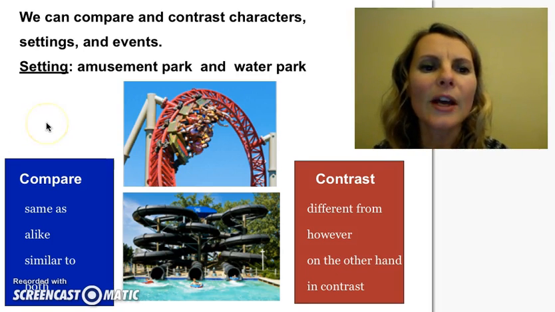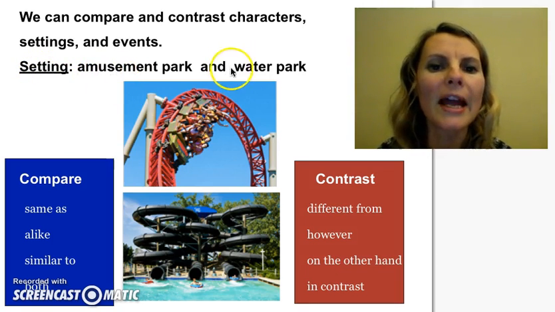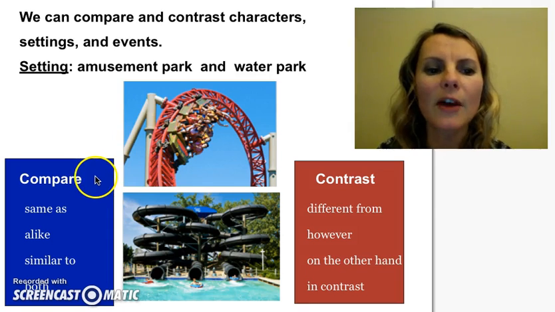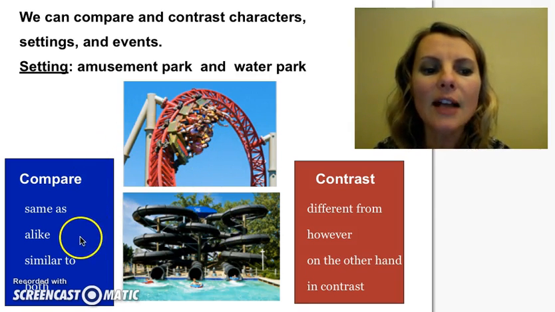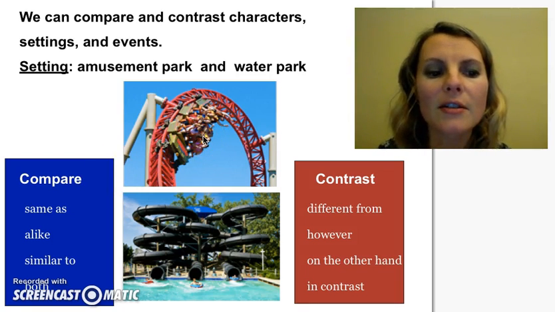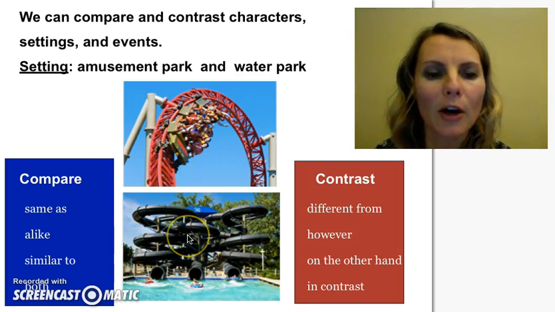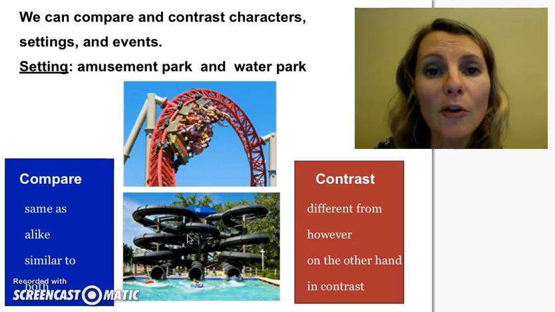Let's look at another way to compare and contrast characters, settings, and events. Today we're going to look at settings. We're going to look at an amusement park and a water park. So let's compare them. A water park is like an amusement park because they're both parks. An amusement park is similar to a water park because kids go to both of them.